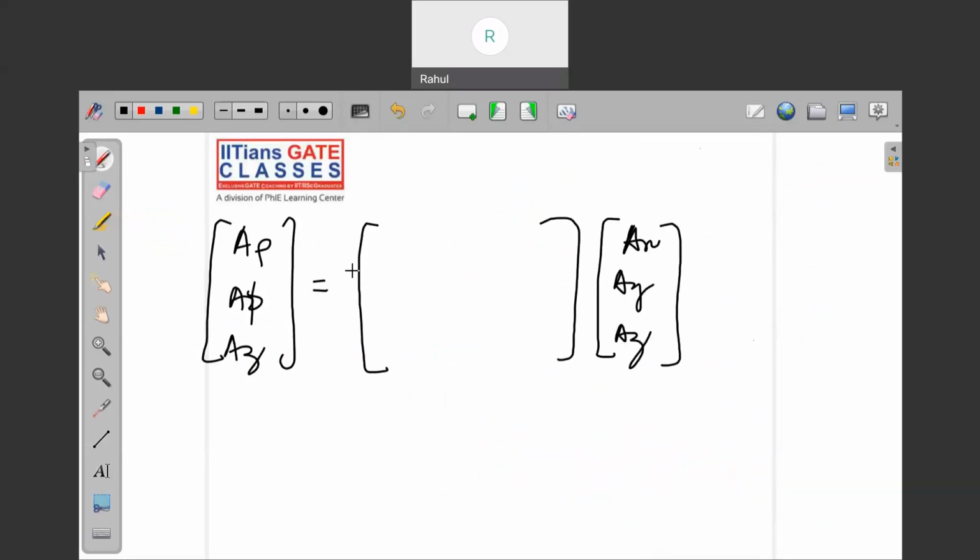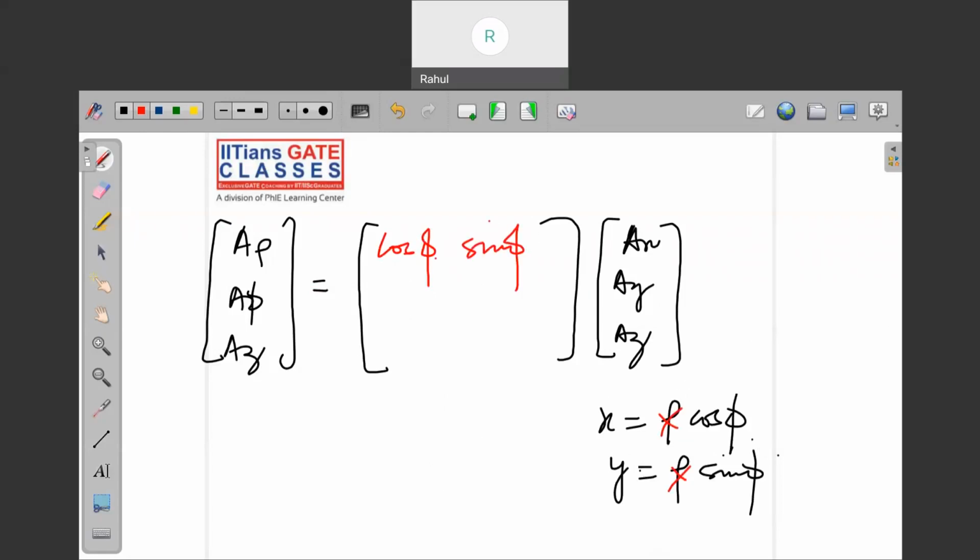So how can you remember what elements will be here to help you get the cylindrical coordinate system? You know the equations x equal to rho cos phi and y equal to rho sin phi. So you can drop this rho parameter, just forget about rho, and put here cos phi, put here sin phi, and put 0. Cos phi, sin phi, 0.